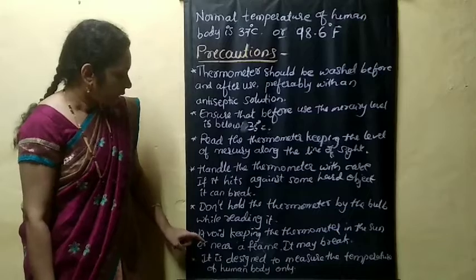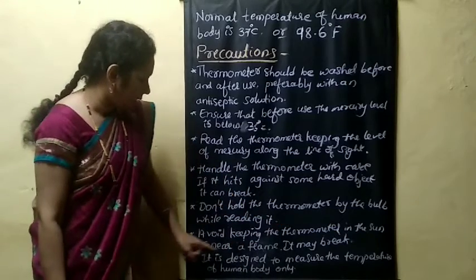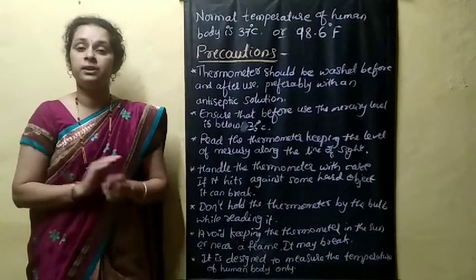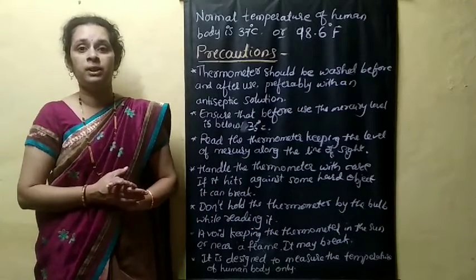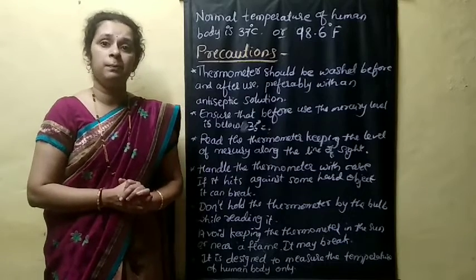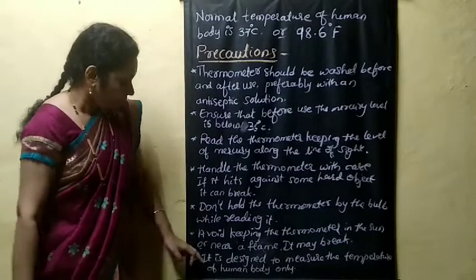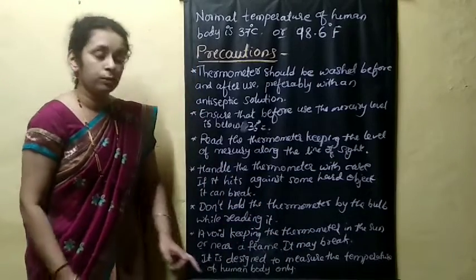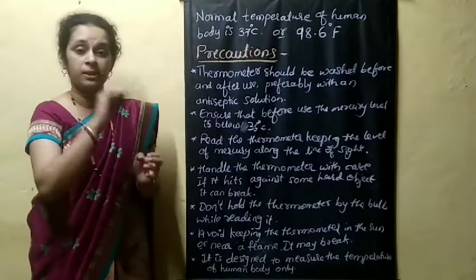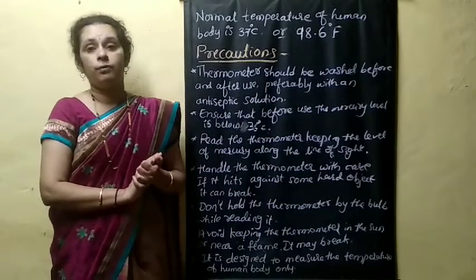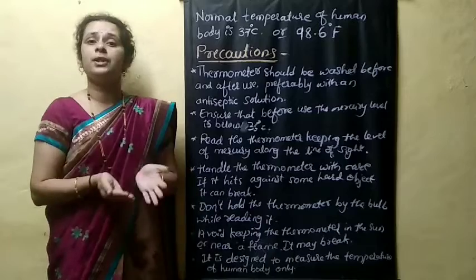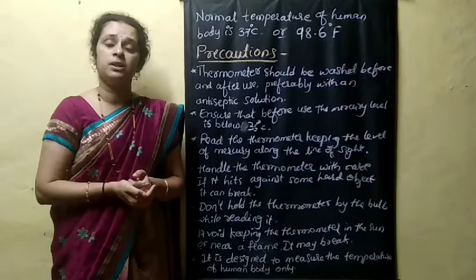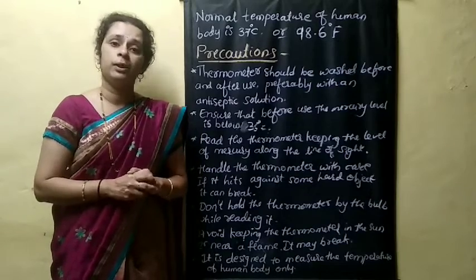Next, avoid keeping the thermometer in the sun or near a flame. It may break. You should not bring it near a flame or keep it in the sunlight, because it's a glass apparatus. It is designed to measure the temperature of the human body, because you can see the measurement is 35 to 42 degrees Celsius, and human body temperature lies in between that.